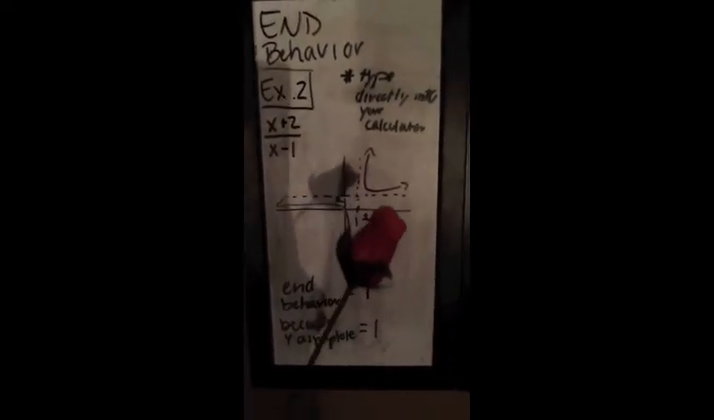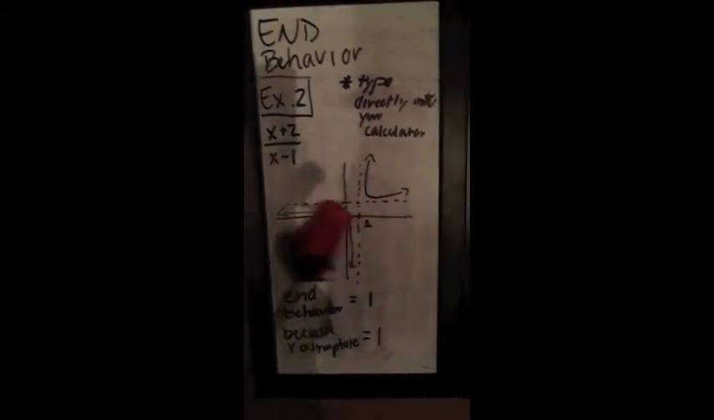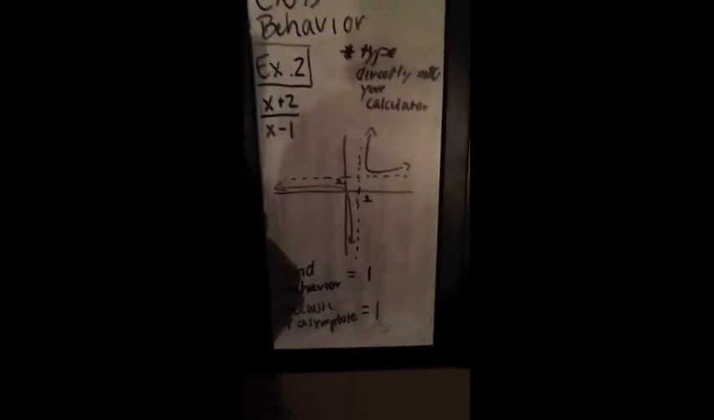Because the end of the graph over on this asymptote goes off in the direction of 1. It'll get as close as possible to 1, but it will never touch.